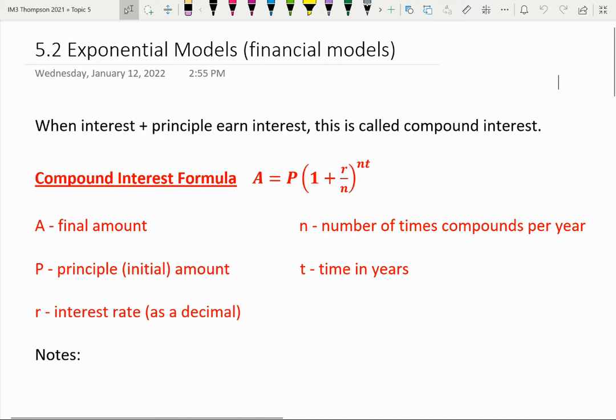But the compound interest formula is A, which is the final amount, is equal to P, which is the principal, which also means the initial, the starting amount, times parentheses 1 plus R divided by N, where R is the interest rate as a decimal. N is the number of times something compounds per year, and T is time in years.